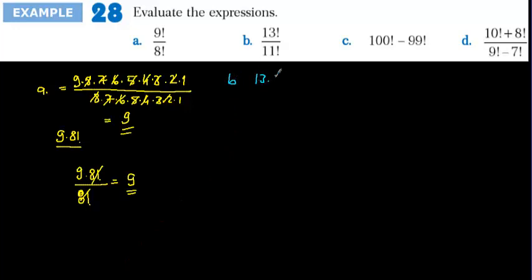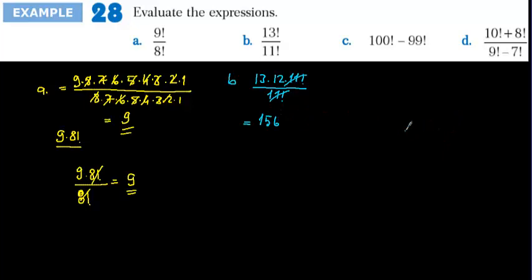13 times 12 times 11 factorial, because down is 11 factorial. Until 11 factorial I opened the form, and 11 factorial over 11 factorial, when I simplify, the answer is going to be 13 times 12, which is equal to 156.